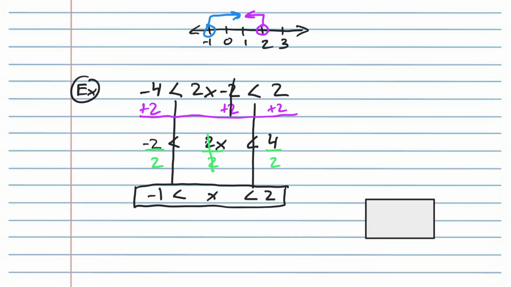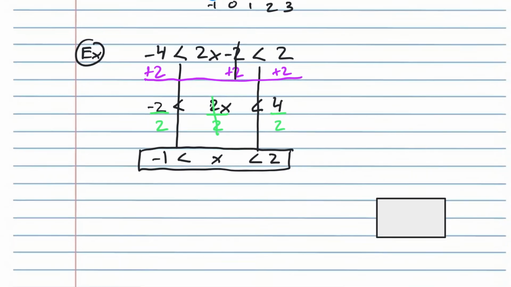All right, I want to put one on the screen for you to try, and then we'll check your answer afterwards. So the one I want you to try is this one: negative 12 less than 2x plus 8 less than or equal to 18.